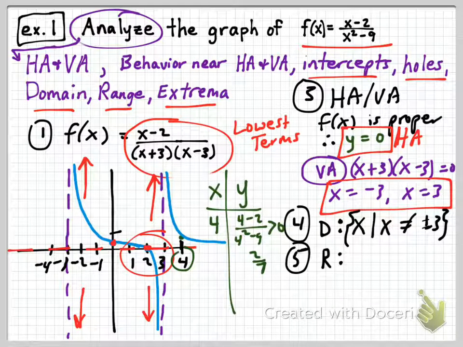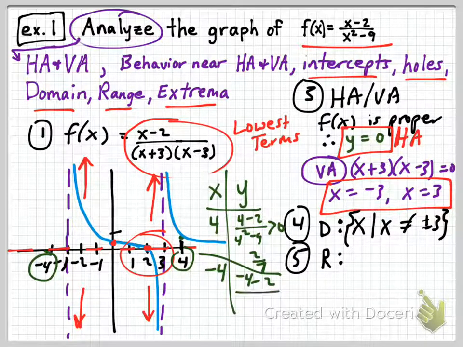And then we're going to choose another strategic value for input. And the next strategic value would be x equals -4. And if we put -4 in there, we're going to get -4 minus 2 over 7. So that's -6 over 7. So -4 squared, 16 minus 9 in our denominator. So we get -6/7. So that's clearly less than 0.